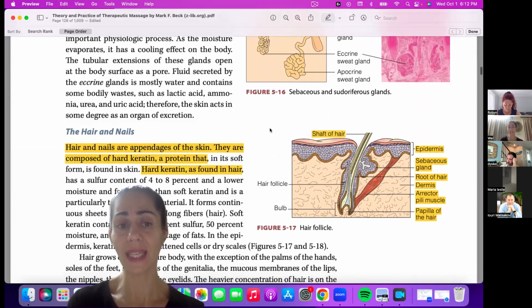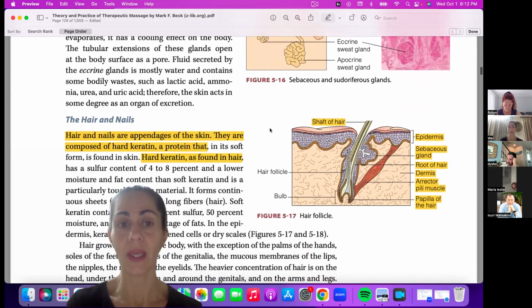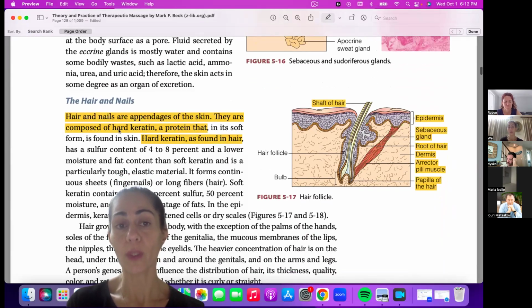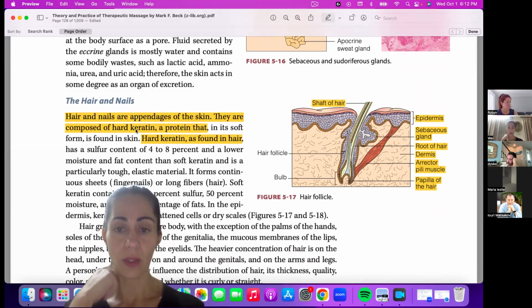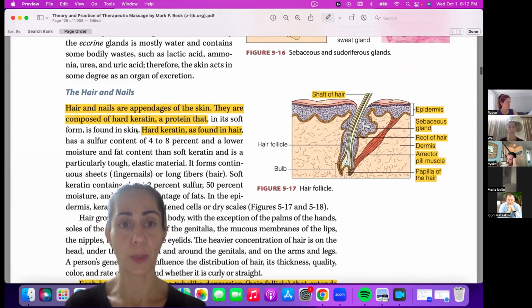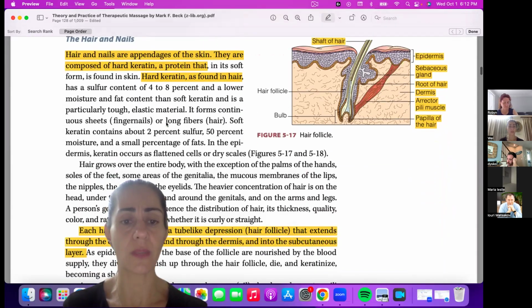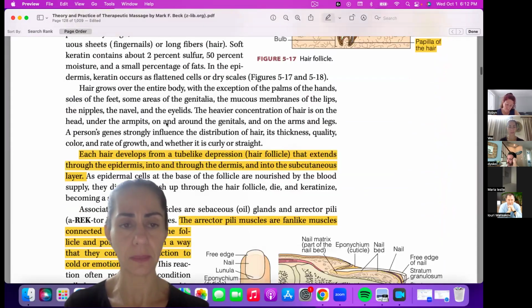Now, part of the integumentary system is the hair and the skin. And the hair and the skin appendages are all composed of hard keratin. Hard keratin in the hair and hard keratin in the nails. And there will be a question on that for sure, or most likely.